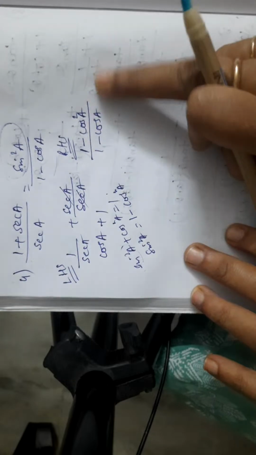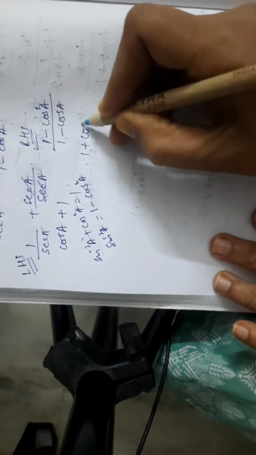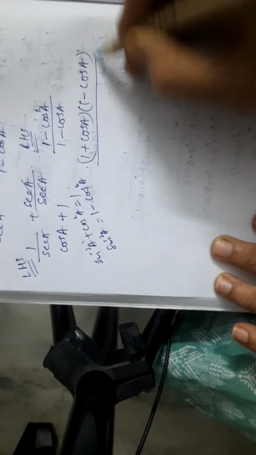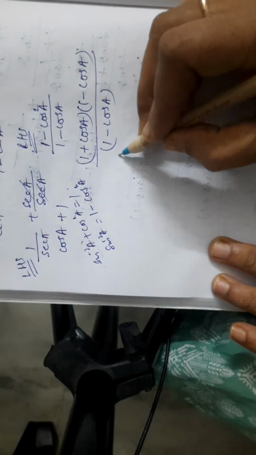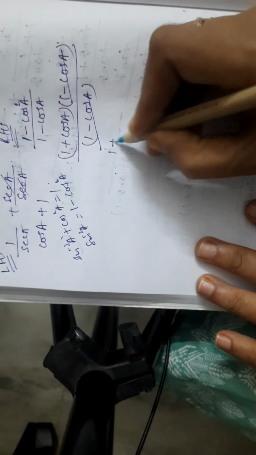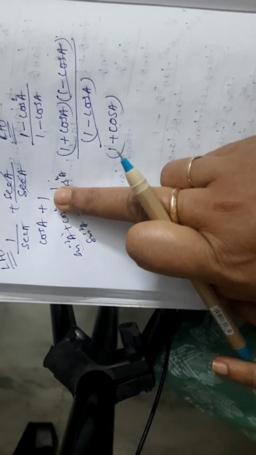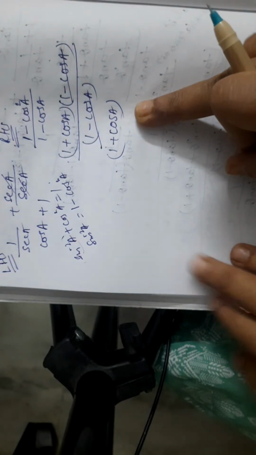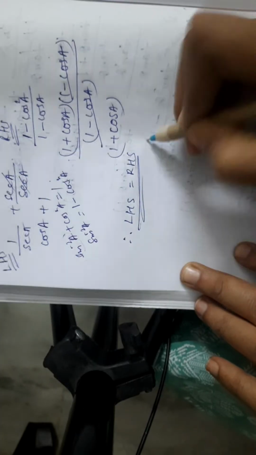Now if we look at the term, it's A square minus B square. So we can replace it as A plus B, A minus B. Repeat the denominator as it is, 1 minus cos A. Now 1 minus cos A and 1 minus cos A will get cancelled. So we have RHS as 1 plus cos A. We can see that LHS was also cos A plus 1 and RHS we also got 1 plus cos A. So both are equal. Therefore, LHS is equal to RHS.